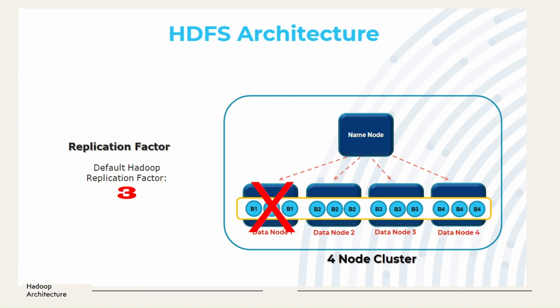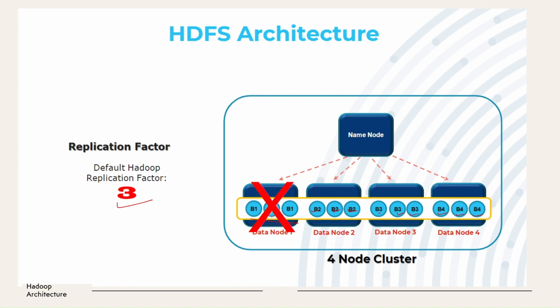So you can see the default Hadoop replication factor is 3. How much? It is 3. You can see here B2, B2 and B2, three different replications for a single block. See here, B3 is also replicated thrice, B4 is also replicated thrice. But is it stored this way?